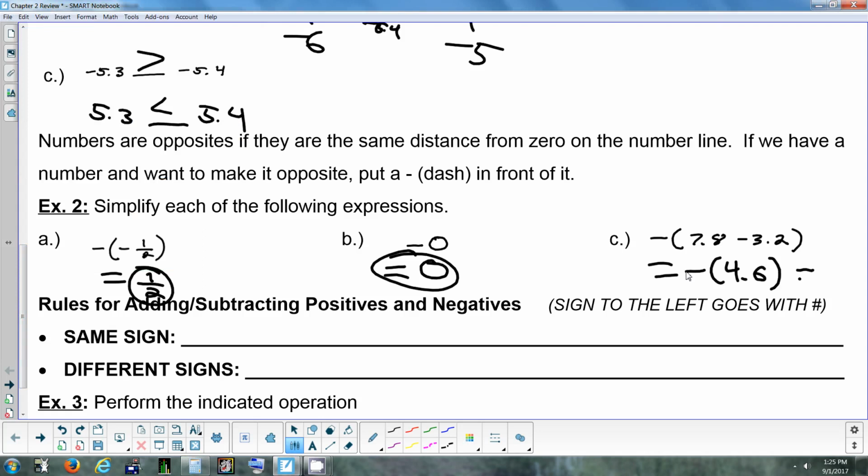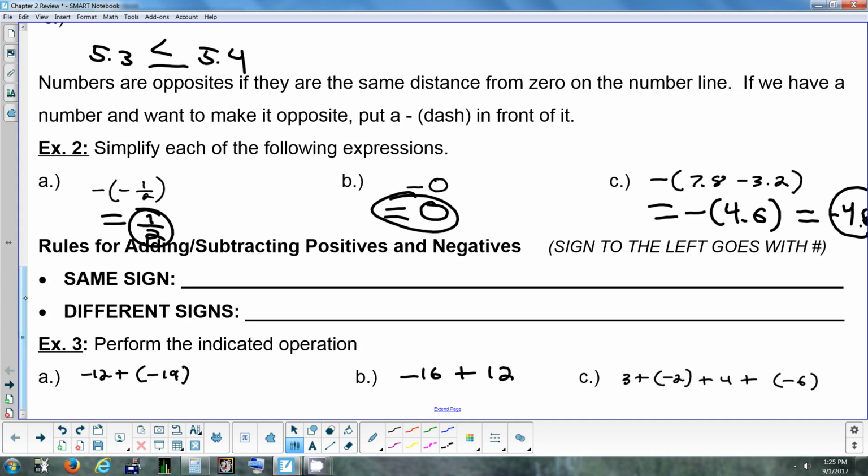This is like bringing that negative sign down. We haven't done anything with it yet. And as Xander just said, it is negative 4.6. Okay, negative 4.6. Do you want me to do this part? Sure.